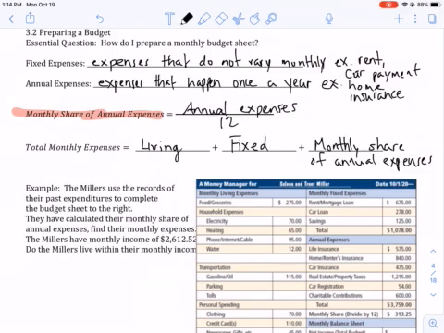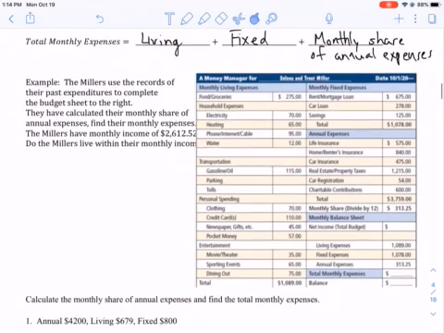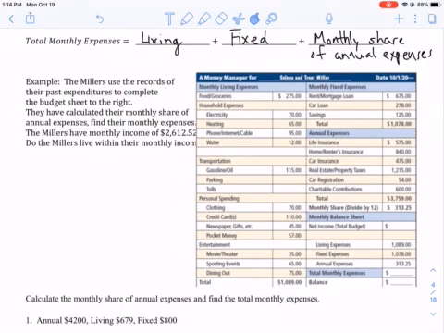So the Millers used the record of their past expenses to complete the budget sheet to the right. Look at that lovely budget sheet. So many numbers. Now what it asks is they have calculated the monthly share of their annual, their monthly expenses, and this is their income. Do they have enough to live within their budget?